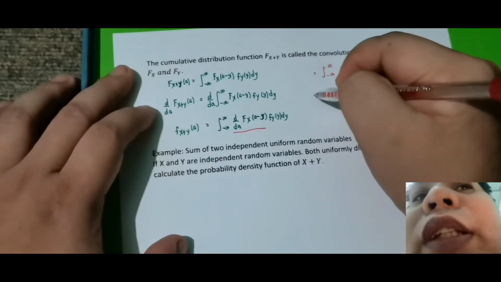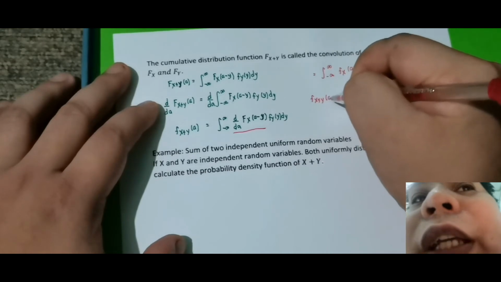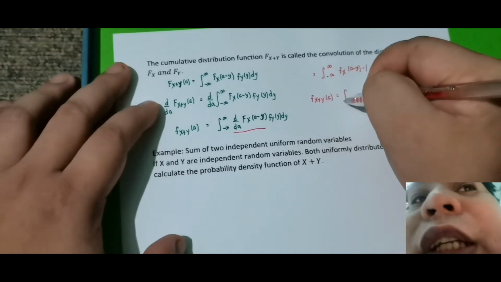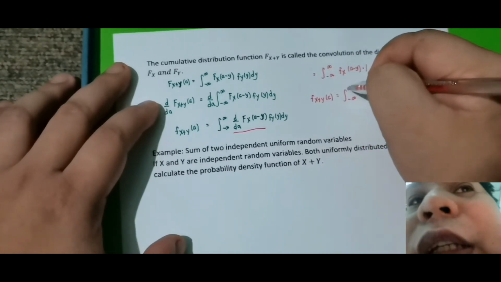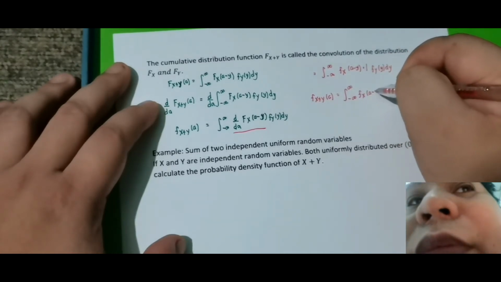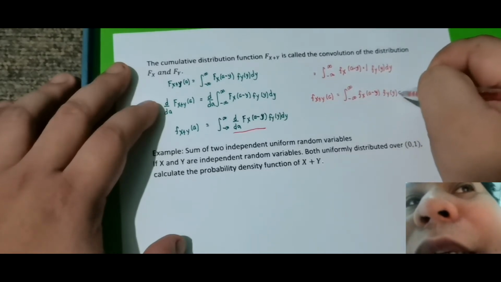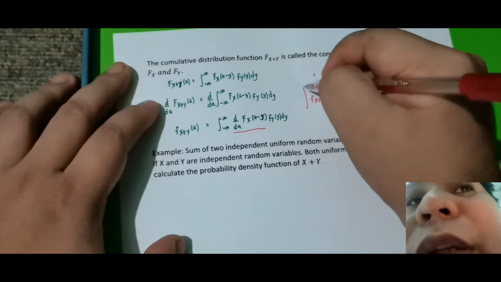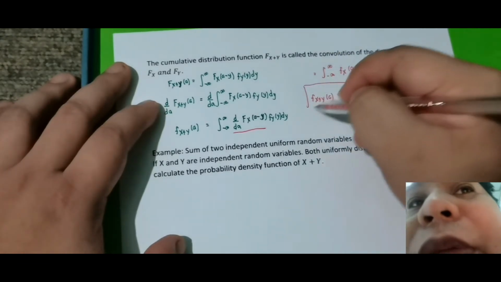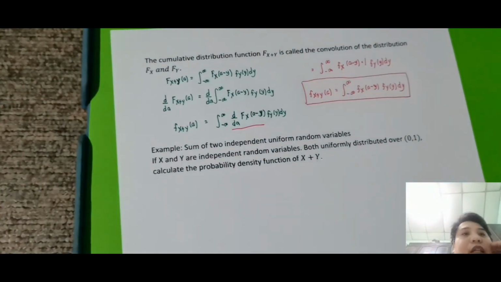Okay, so therefore, what is the CDF? The CDF of x plus y of a is just equal sa integral from negative infinity up to infinity ng f sub x of a minus y, then f sub y of y dy. Okay, so ito naman yung formula natin para makuha yung PDF ng sum of two independent random variable. So again, depende yan sa value ng ating A. So ayun. So hoping na nakita niyo yung gagawin natin.